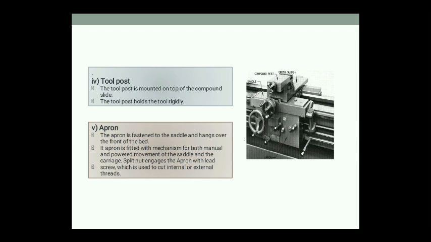The last part is the apron. This is the part which is just in front of the carriage, which is responsible for engaging the feed rod and the lead screw for the automatic feeding and the thread cutting operations.